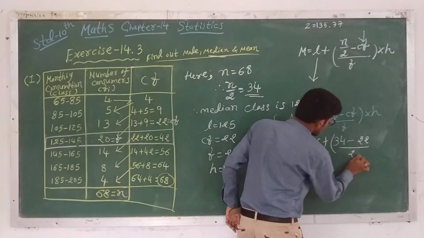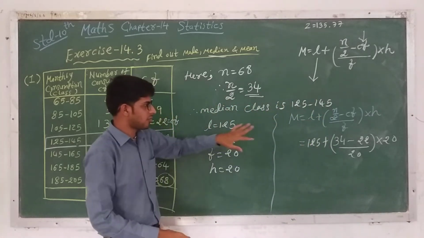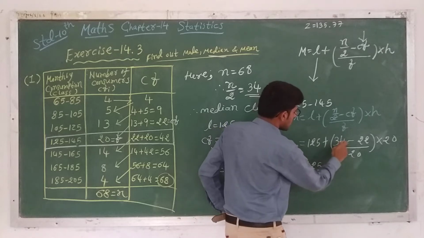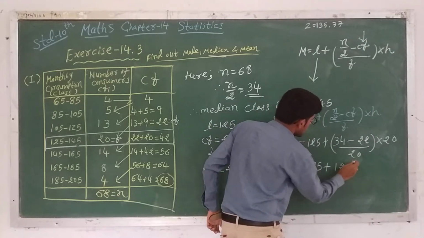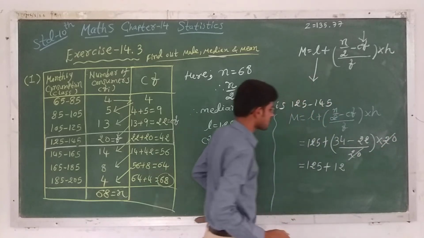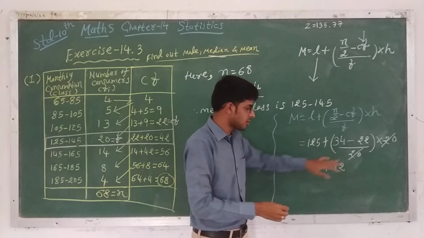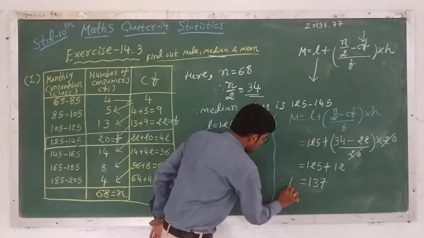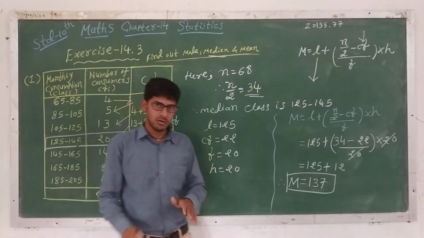So here write down 20 multiplied by 20. Again the value of H is 20. Now 125 plus 34 minus 22, so 12. Here 20 cancel out. Now simply we have to add 125 plus 12, so 137. Therefore the median is equal to 137. Note down first.